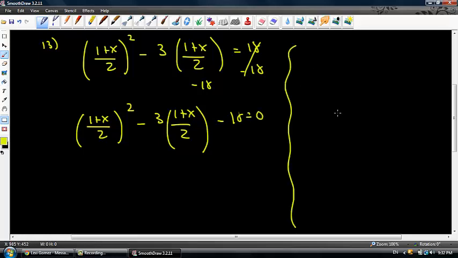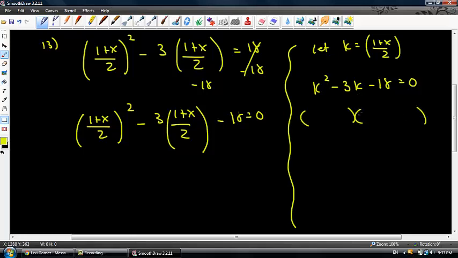I'm going to do a comparison because I'm going to show you that you know exactly what to do in this problem. Let k equal 1 plus x over 2. So this problem really is k squared minus 3k minus 18 equals 0. Again, if I showed you this, you wouldn't think twice about how to factor it. You would know that this is k, and it's negative 6 and positive 3. So just fill the k's back in with the junk.